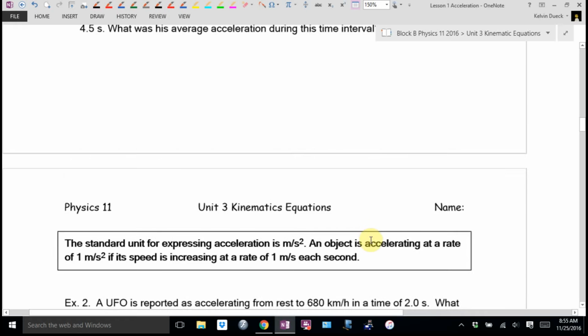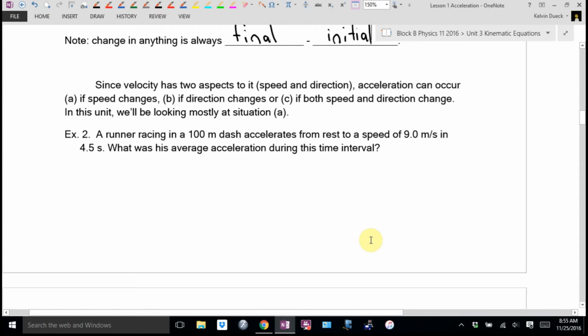All right, let's do a question. A runner is racing in a 100-meter dash, and he accelerates from rest. All of us right now, let's underline the phrase from rest. That's a key trigger phrase. To a speed of 9 meters per second in 4.5 seconds. What's his average acceleration during this time interval? What does this question want me to find? I'm going to write down a equals question mark.